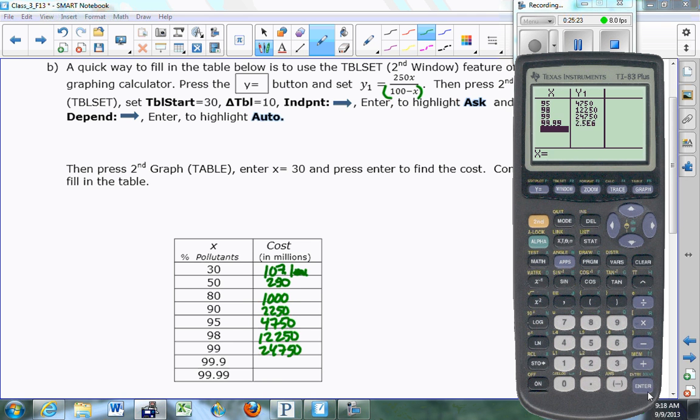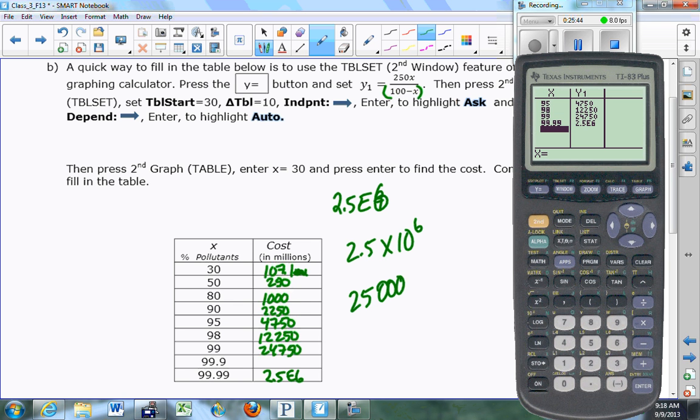99.99. 2.56 times with a little E6. What the heck does that mean? 2.5 E6. Anybody know? That's scientific notation. So that means 2.5 times 10 to the 6th. So that means 25 with 5 zeros. So that's how many millions, which now we're into the trillions.